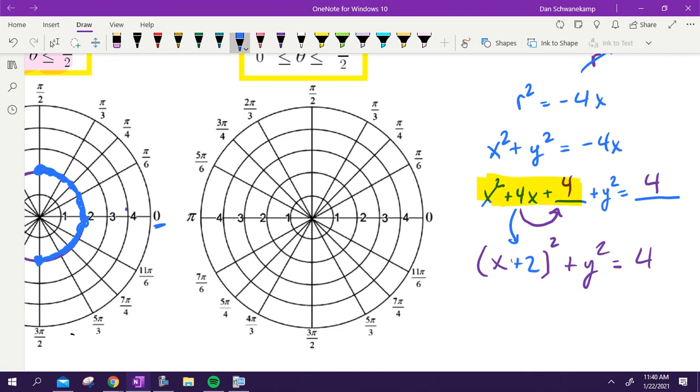Which direction am I moving to graph the center of the circle? Left, because it's with my x. I move that direction and I change the sign. So plus 2, I'm going left 2. That is the center of my circle. What is the radius of my circle going to be? It's 2, right? Because it's 4, so we do that.